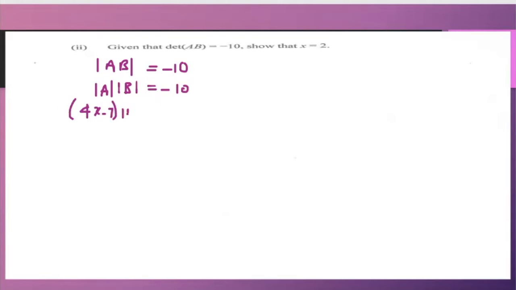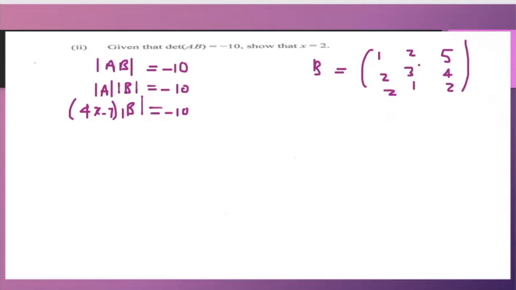Now the determinant of B I will need to find. So I will go back to the original matrix for B. Let me write it on my right. The 3x3 matrix that was given in the question for B, that's what we have here.